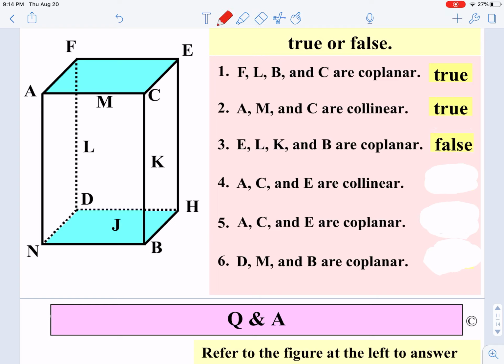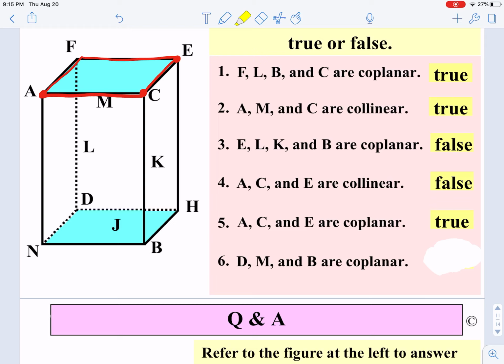All right, A, C, and E. A, C, and E. Those are not collinear. They are not on the same line. In order to connect these, those two are collinear. These two are collinear. All three are not collinear. All right. Oops, I'm sorry. I didn't notice that it said, are A, C, and E coplanar? Yes, they are. They're all on top of this plane up here. Okay. So number 5 is going to be true.